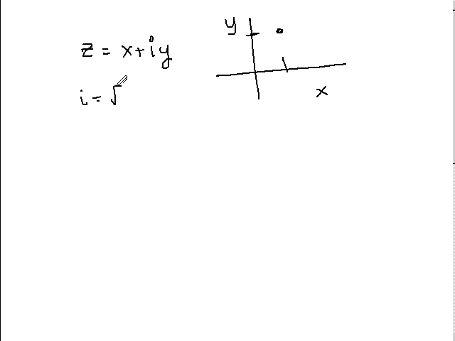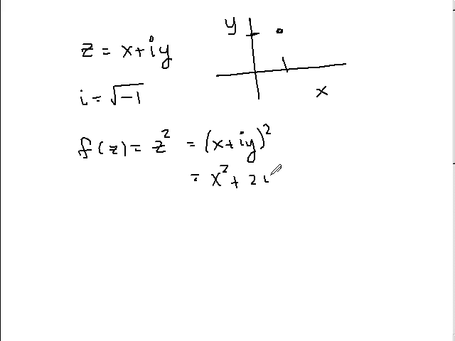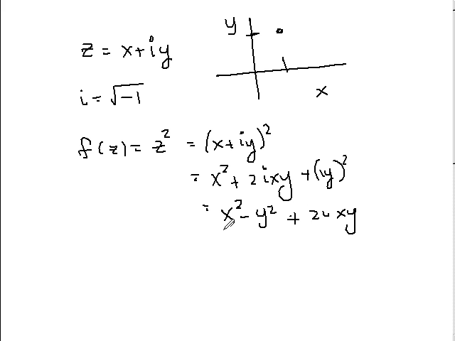And you can define a function f of z, say, as z squared. And that, as you know, can be expanded as x squared plus 2ixy plus i y squared. So this is x squared minus y squared, because i squared is -1, plus 2ixy. So the function has a real part and an imaginary part, just as z does.